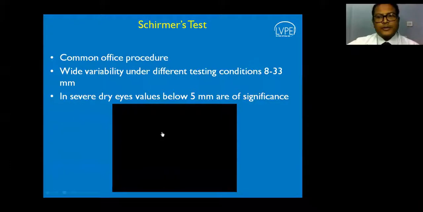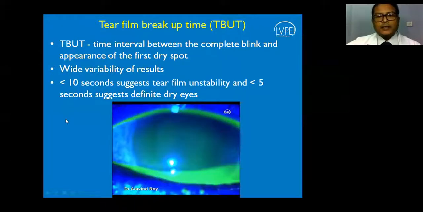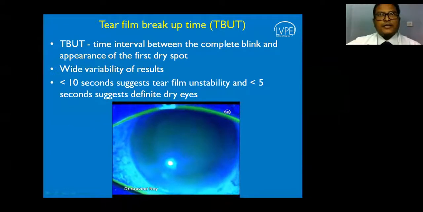There is a wide variability under different testing conditions. The degree of wetting of the Schirmer strips may be from 8 to 33 millimeters. And in severe dry eyes, values below 5 millimeters are of significance. The other common test that is used as an office procedure is the tear film breakup time.